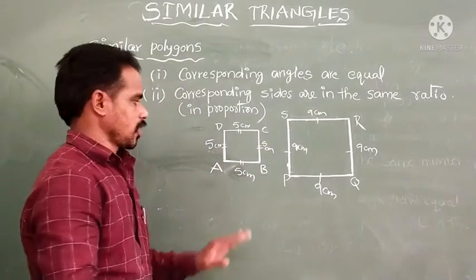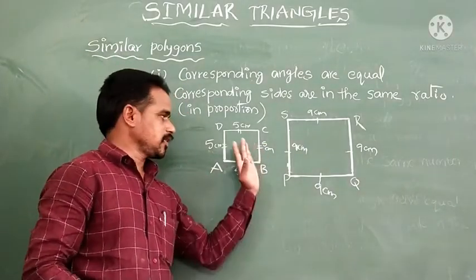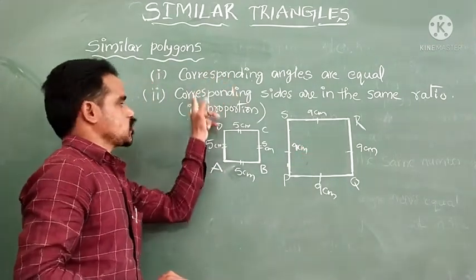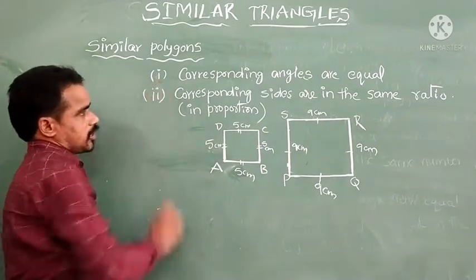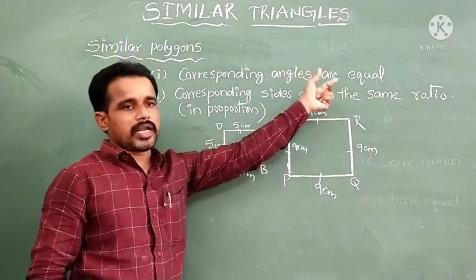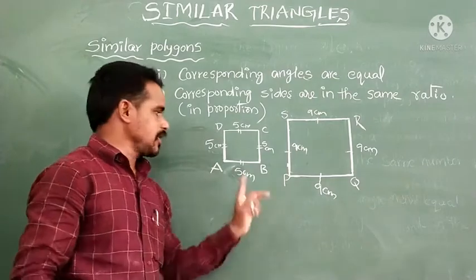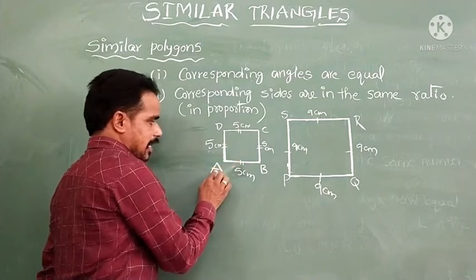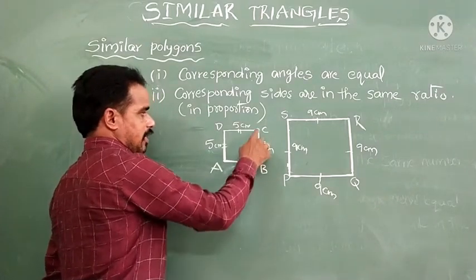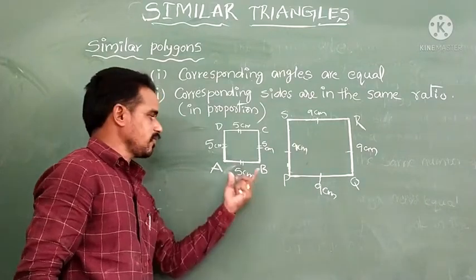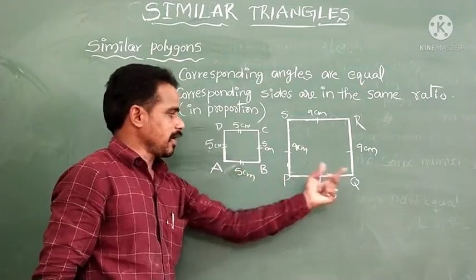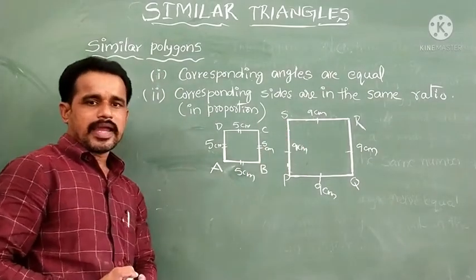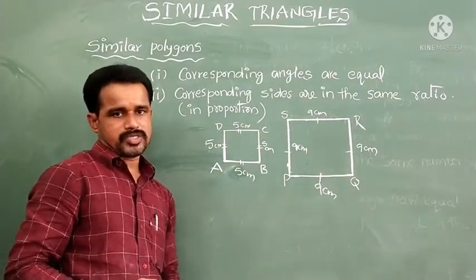Am I right? Now, I want to check whether these two polygons are similar or not. What do I have to check? I have to check these two conditions. What is the first condition? Corresponding angles are equal. What are the corresponding angles in these two diagrams? First of all, angle A is one angle, angle B, angle C, angle D. These are the angles of ABCD. Angle P, angle Q, angle R, angle S. These are the angles of square PQRS.